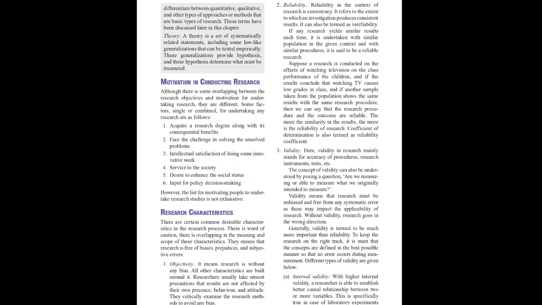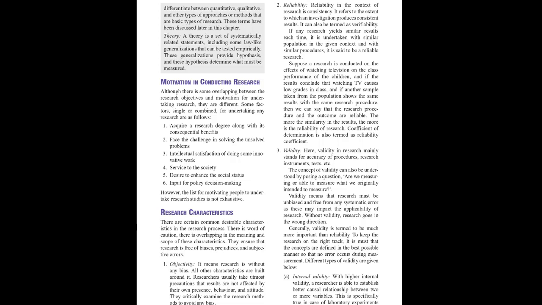1. Objectivity. It means research is without any bias. All other characteristics are built around it. Researchers usually take utmost precautions that results are not affected by their own presence, behavior, and attitude. They critically examine the research methods to avoid any bias.